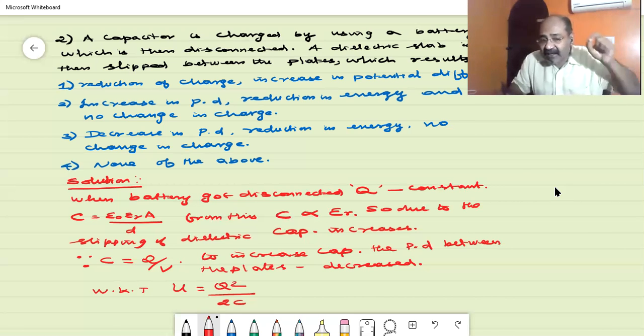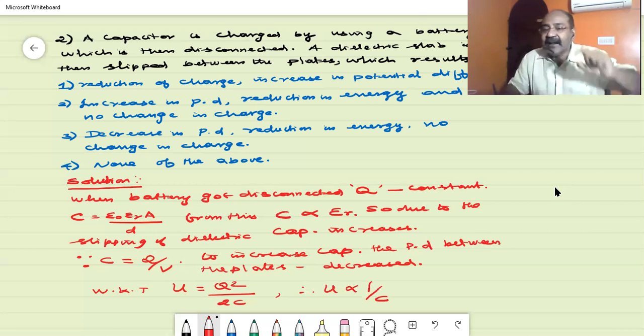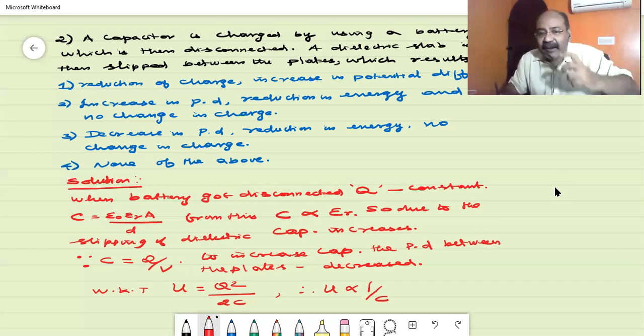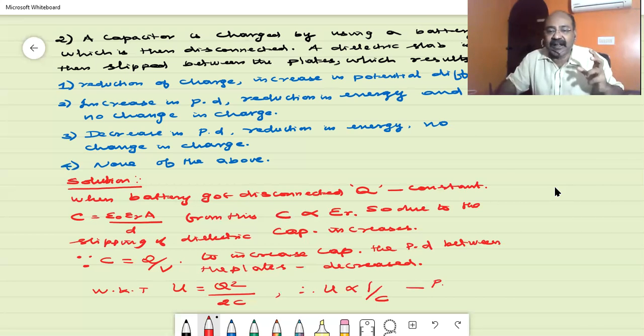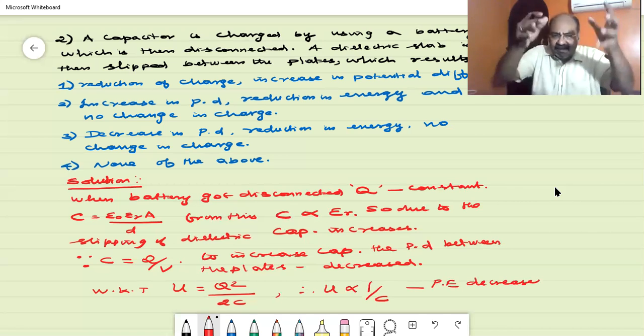Why? Charge is constant. Potential energy is inversely proportional to capacitance. So therefore, potential energy is inversely proportional to capacitance. Here it was given that the capacitance increases. If capacitance increases, automatically energy decreases. So we can say potential energy decreases. So let us go through it.